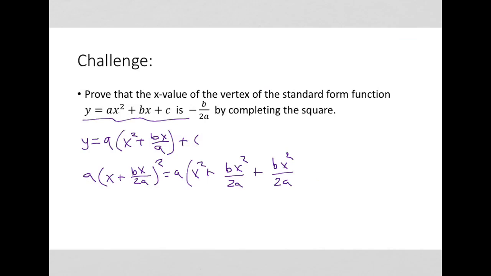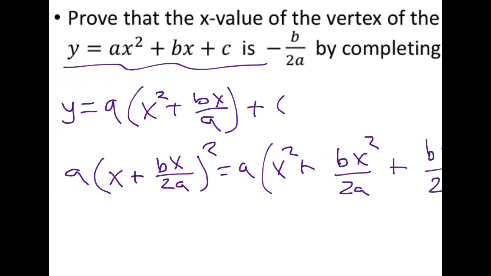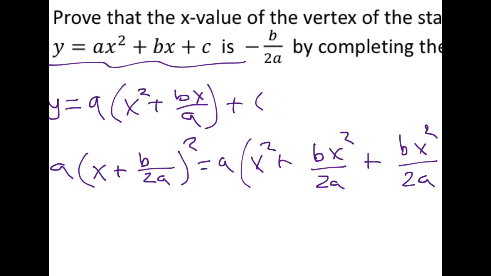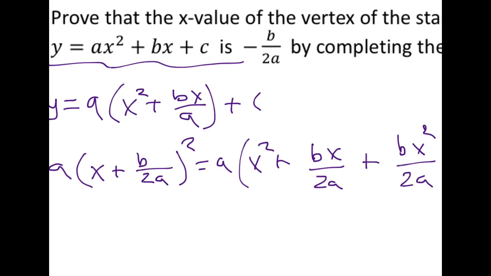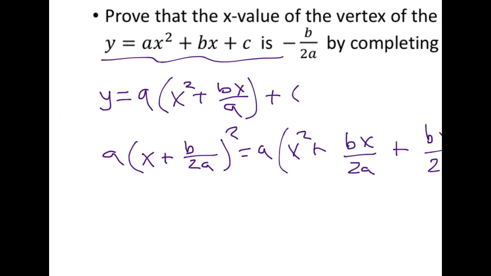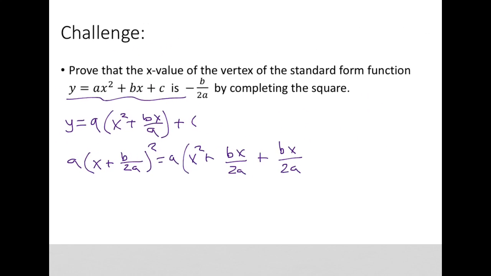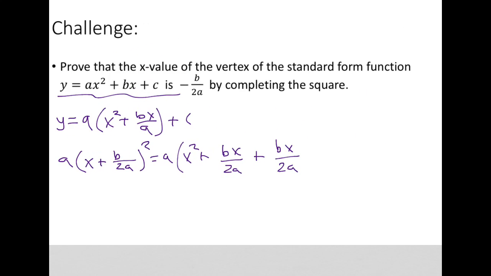Wait, I'm sorry, I totally am lying to you about all of this. That should not be bx over 2a, that should be b over 2a. So that should not be bx squared over 2a, that should be bx over 2a, and that should be bx over 2a. You see what I'm saying? Because you just took the coefficient. My bad. So anyways, that looks better now.